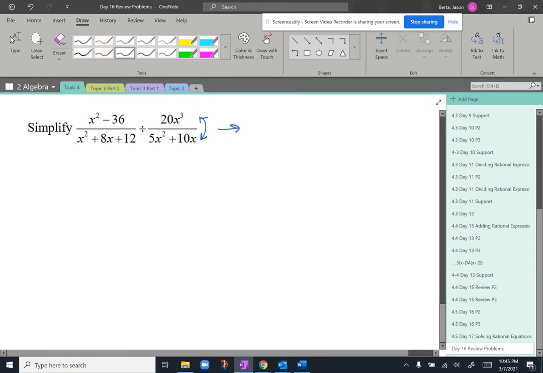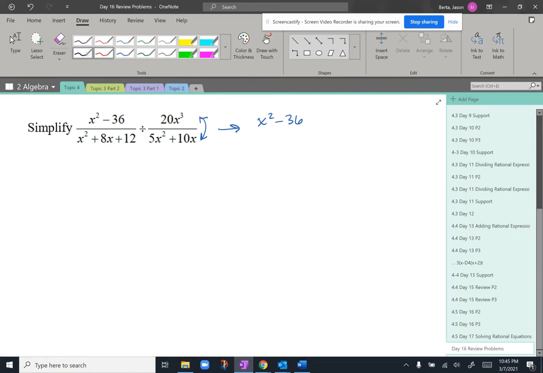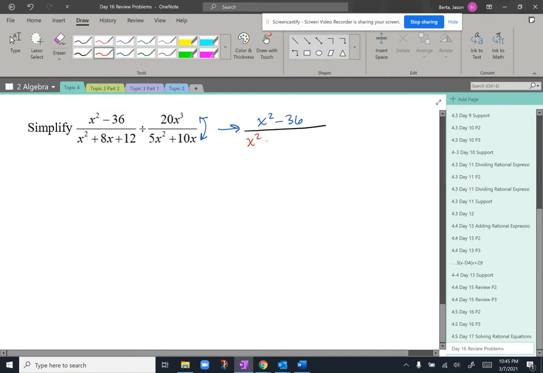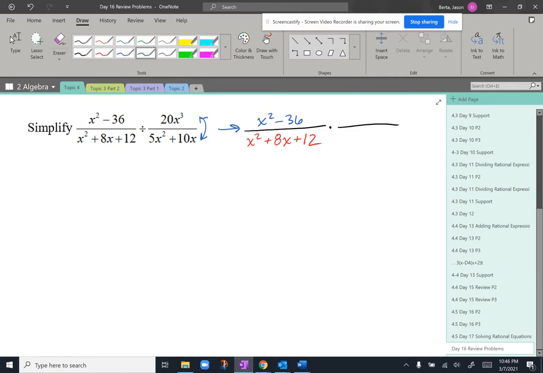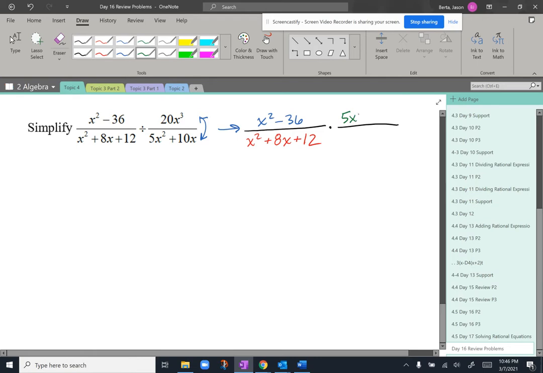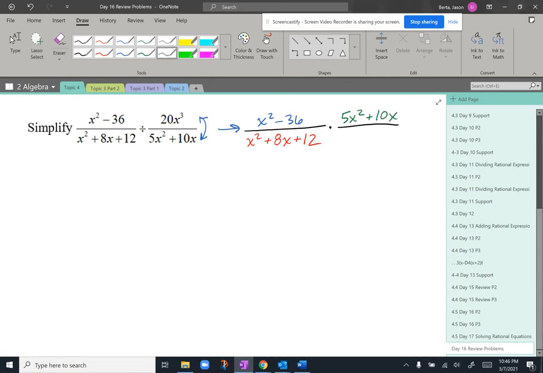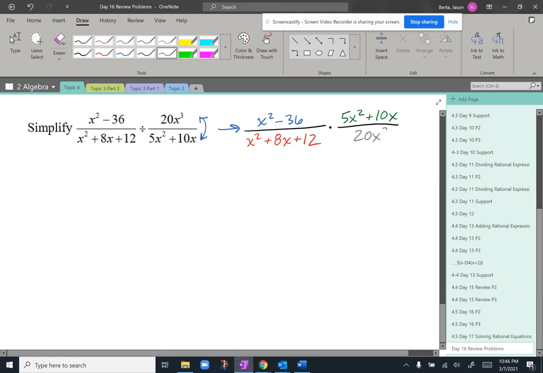So when I do that, I'm going to come up with this. This very first component will stay the same. That's x squared minus 36 in the numerator. I'm going to use a few different colors here to keep track of things. The denominator is going to stay the same also in this first expression. But now here, instead of having a division problem, I've got a multiplication problem. And in the numerator is going to be what used to be in the denominator there. That's the 5x squared plus 10x. And then swapping the numerator to the denominator, that'll be the 20x cubed.